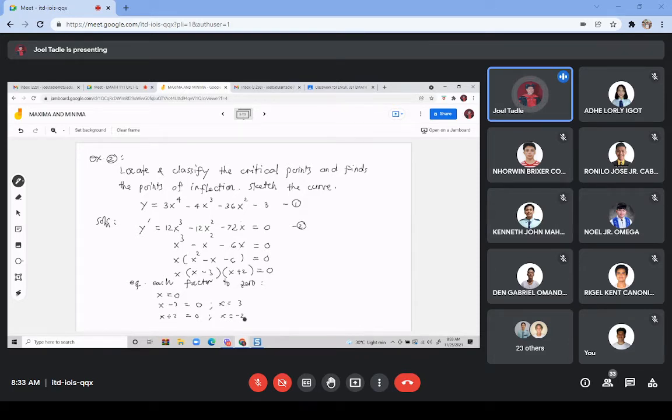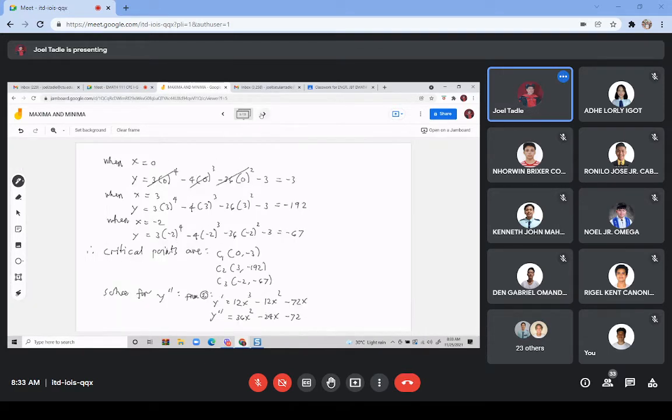So, makasolve ta og 3 values sa y dinhi, no? Kung ato ni siyang i-substitute ngadto sa equation number 1, makasolve ta og value sa y. So, first y is negative 3 using x equals 0. The second y is negative 192 using x equals 3. Then the third y is negative 67 using x equals negative 2.